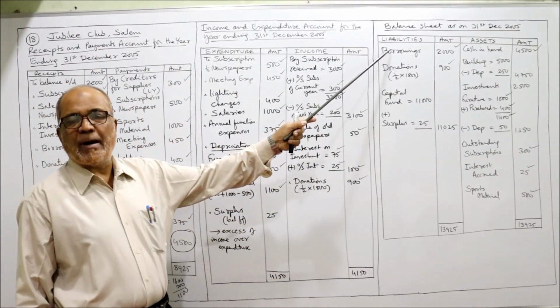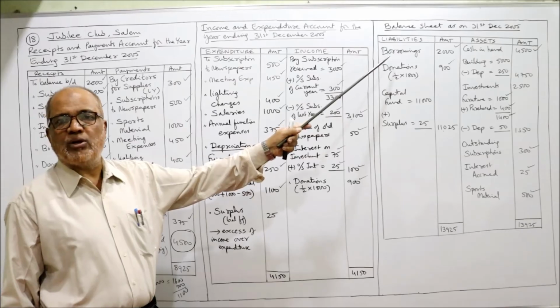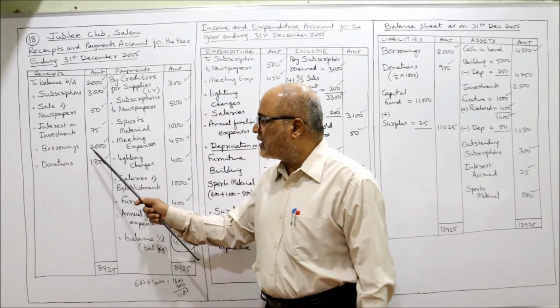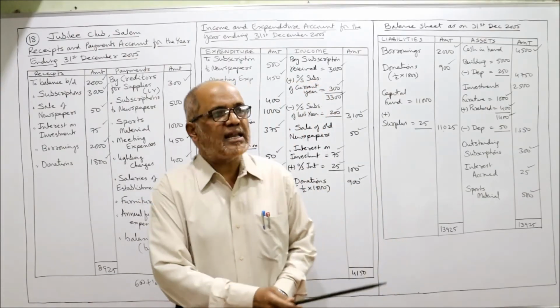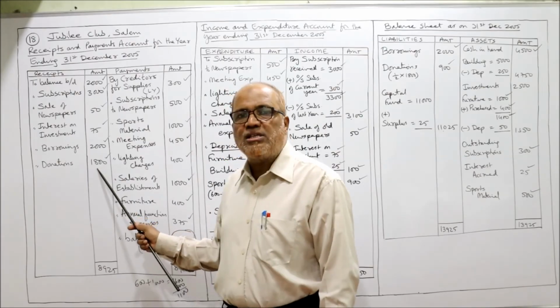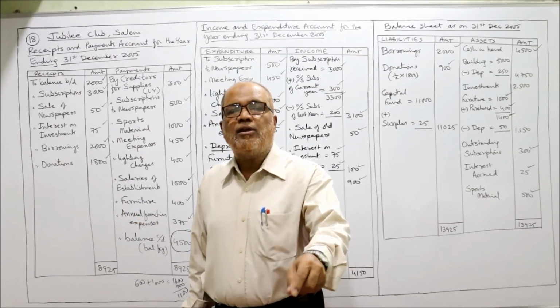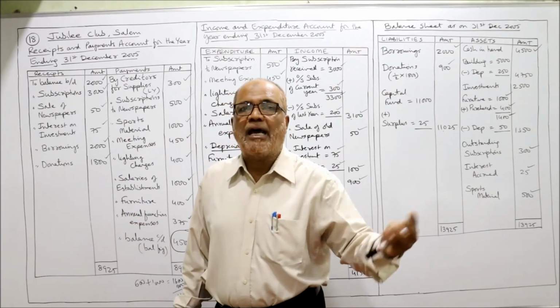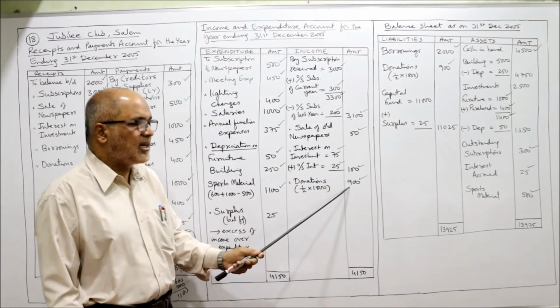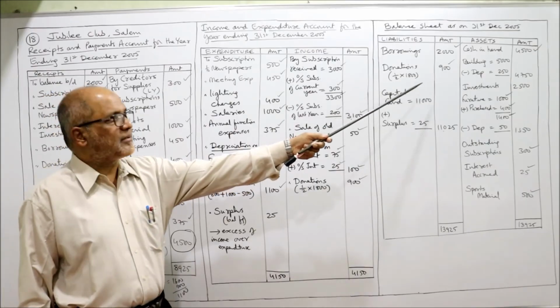Now balance sheet. Balance sheet as at 31st December 2005. Liability side, borrowings. During the year some borrowings are there, 2000. That borrowings is a liability. Donation. During the year 1800 rupees donation received. But it is specifically given in the problem that half of the donation should be capitalized. So 1800 half, 900. 900 should be taken as income and the remaining 900 capitalized.